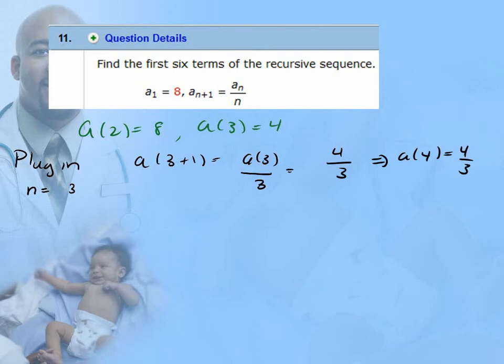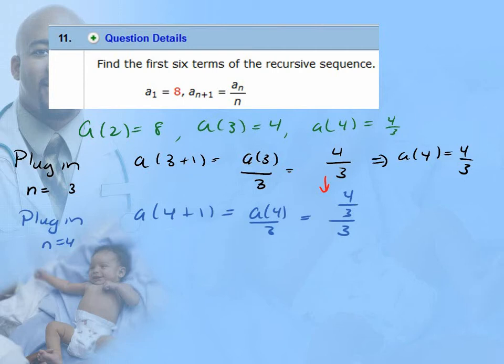Recursion. You do it again. Recursion means do it again. I just cleaned up here. My sheet is getting messy, so I put a at 4 up at the top right there. And then to do the next step, I do it again. I go n equals 4. Plug it in, and I get a5. a5 is 4/3 divided by 3. 4/3 divided by 3 is the same thing as 4/3 times 1/3, and I get 4/9 as a result.